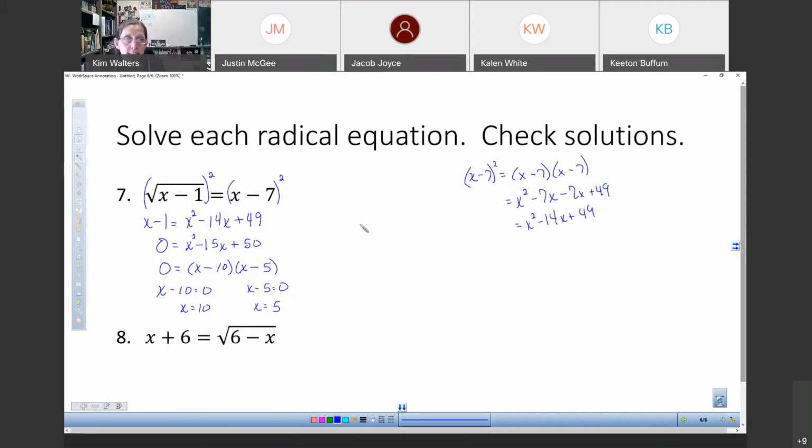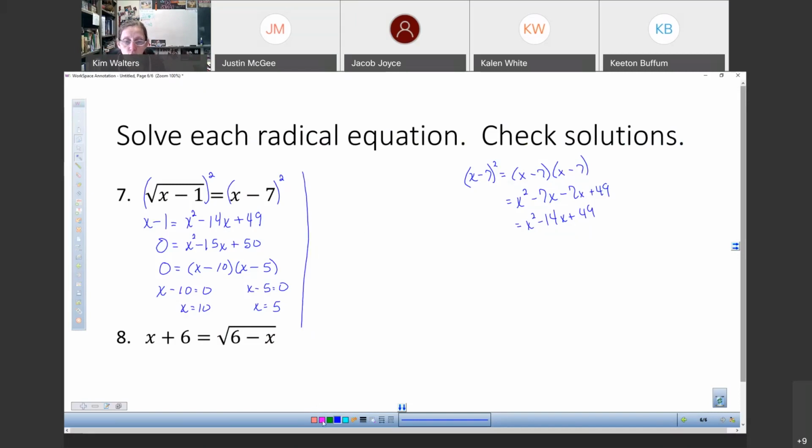But what do I need to do now? Anybody and everybody. And I just write in and solve and say my solutions are 10 and 5. Or if you read the directions at the top of the page, what do the directions say? Yes, we need to check. Thank you very much. So in order to check these, I'm going to go back to the original problem.